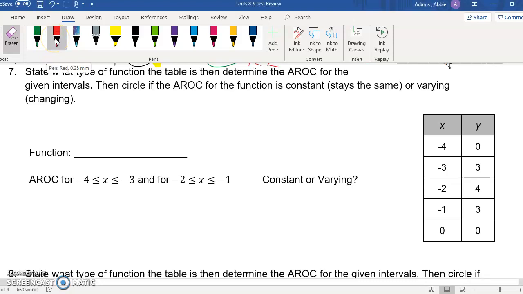So now we're going to move on in our Units 8 and 9 test review to problems 7 and 8, where we're still finding the average rate of change, but we're going to look at the average rate of change for tables. So the instructions here say, state what type of function the table is, then determine the average rate of change for the given intervals. Then circle if the average rate of change for the function is constant, so it stays the same, or it's varying, which means the intervals have different average rates of change.